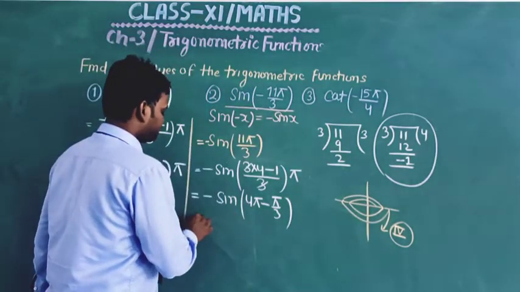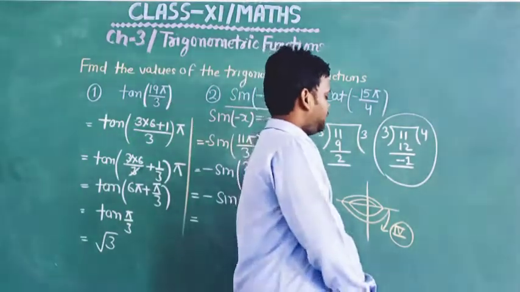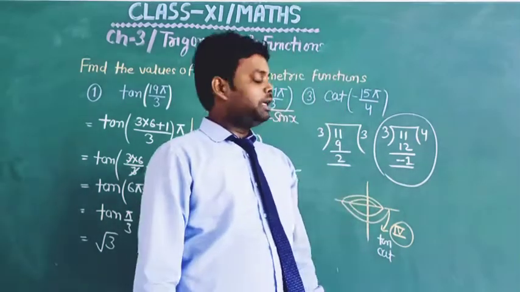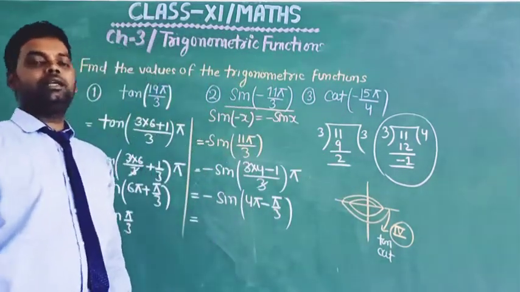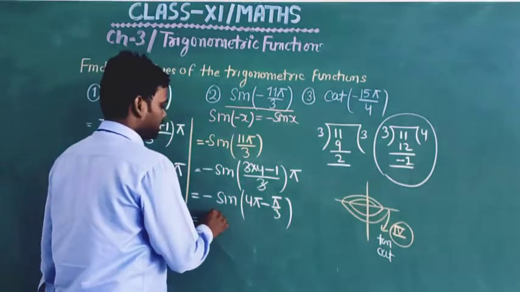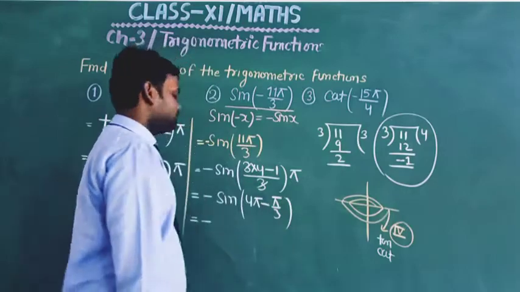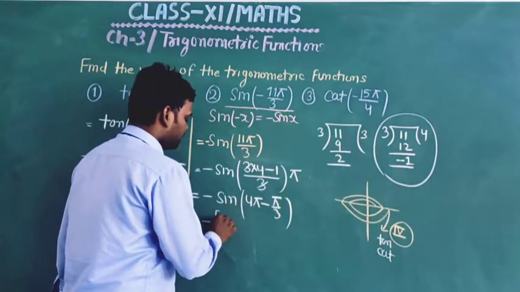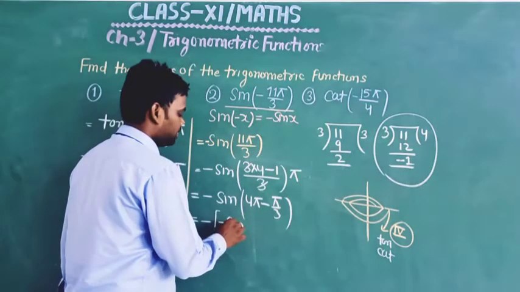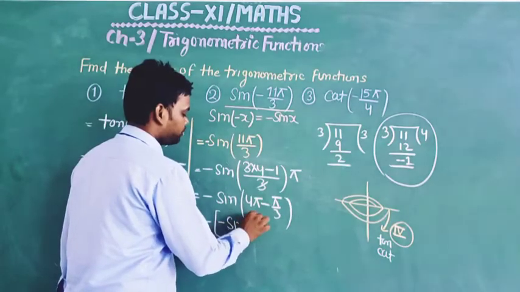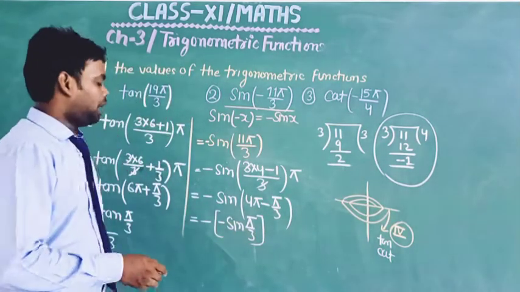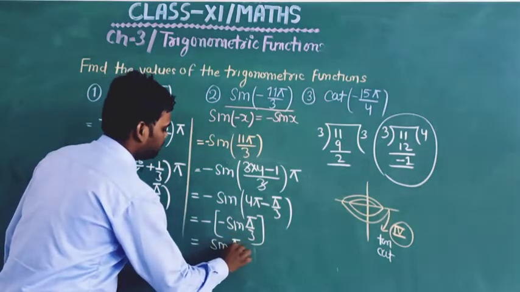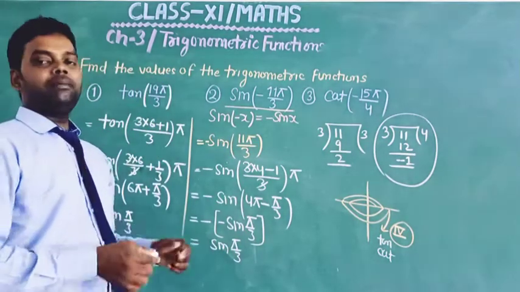In the fourth quadrant only tan and cot are positive, and the remaining trigonometric functions are negative. So sin of 4 pi minus pi by 3 is equal to minus sin pi by 3. Here there is already a minus sign and one more negative sign comes, so minus minus sin pi by 3, and again simplify. So we will get sin pi by 3.